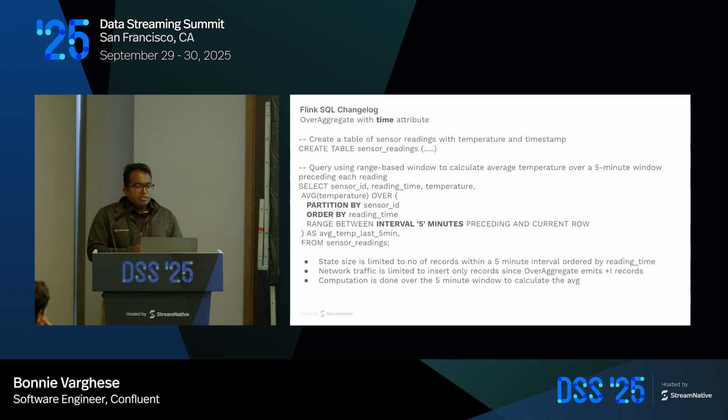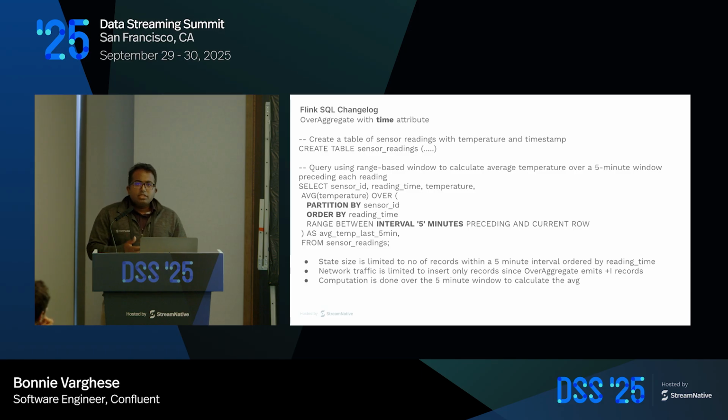Here is the first example with over aggregate, which uses a time-based attribute. We have a sensor readings table, and we are trying to compute the average temperature over a 5-minute window. So you have a select query here which does an average, and you have an OVER clause which specifies that you want to do it over 5 minutes, partition by sensor ID, and order by reading time.